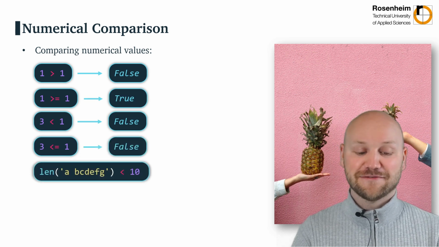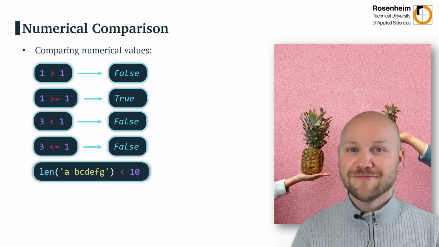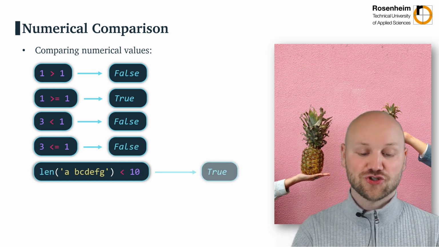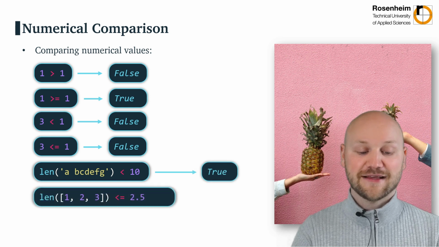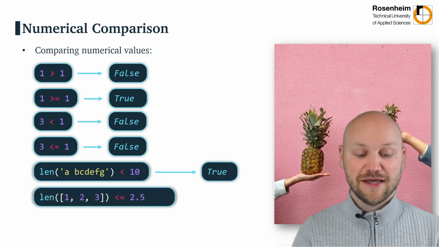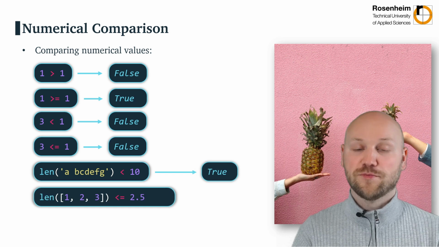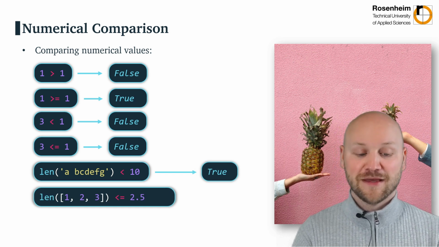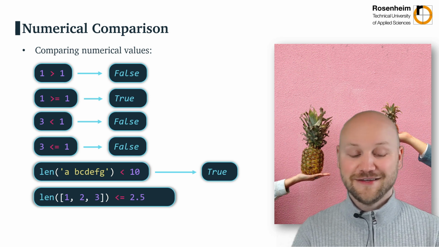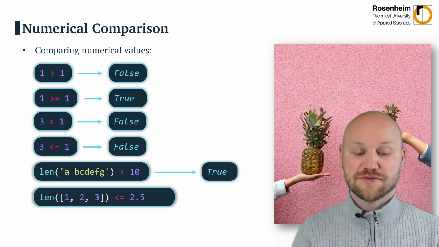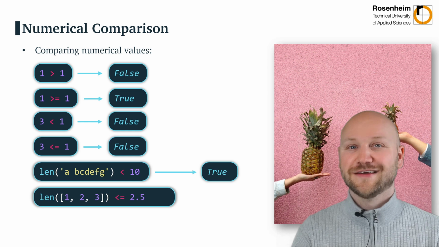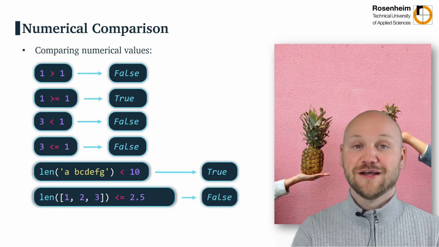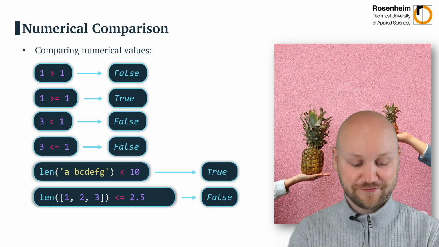The length of this string is smaller than 10. I don't need to count the characters, it is, yes, so also leading to a true here. And the length of a list is also possible, is smaller than 2.5. Again, we are comparing an integer with a float here because length is returning an integer. In this case, the length is 3. 3 is not smaller or equal to 2.45, so also leading to a false.